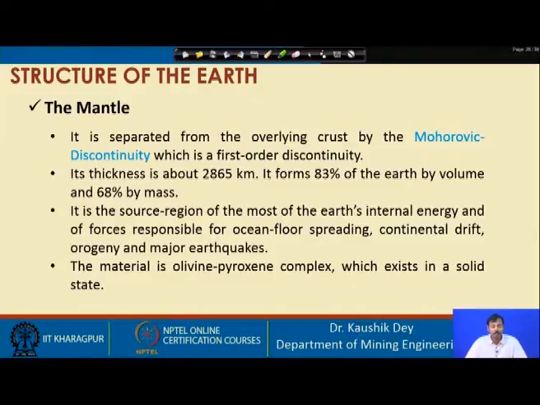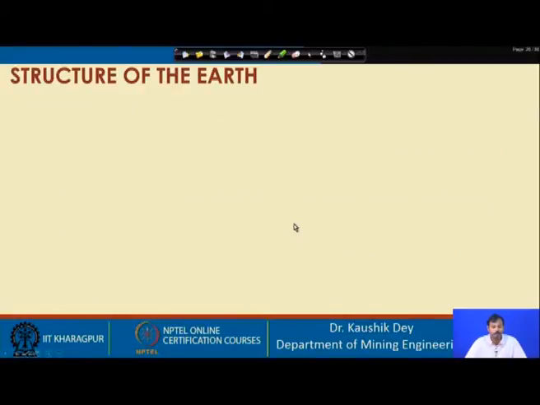It is the source region of most of the earth's internal energy, and those energies are often released with the tectonic activities. It is also responsible for ocean floor spreading, continental drift, and major earthquakes. Most of the material comprising it is olivine and pyroxene, which exist in solid state even at high temperature.